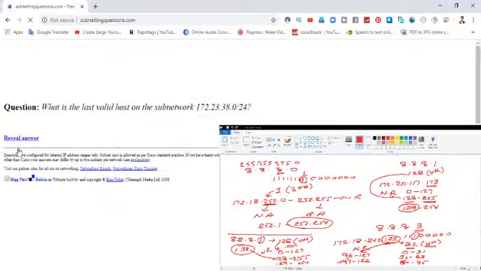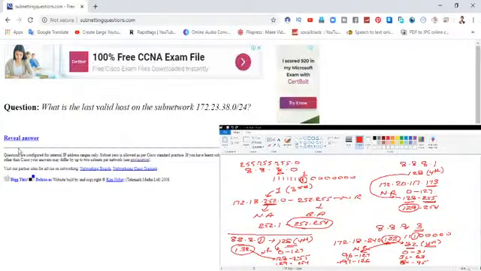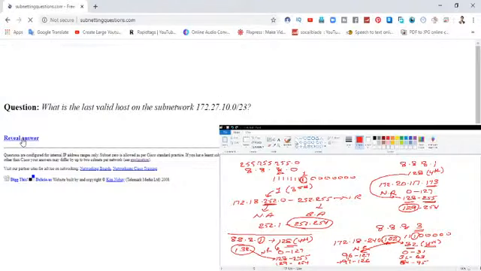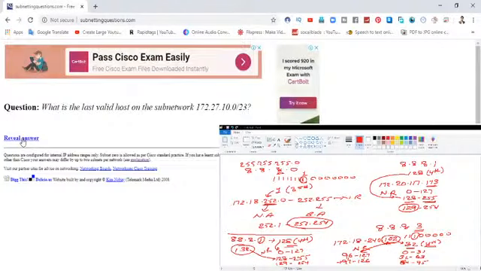Okay, next question. What is the last valid host on the subnetwork? The answer would be 172.23.38.254. 38.254 would be the answer. Right? Next question. What is the last valid host on the subnetwork? The answer would be 11.254.